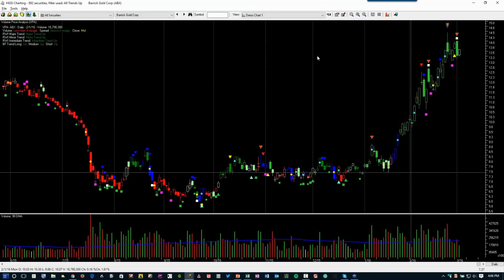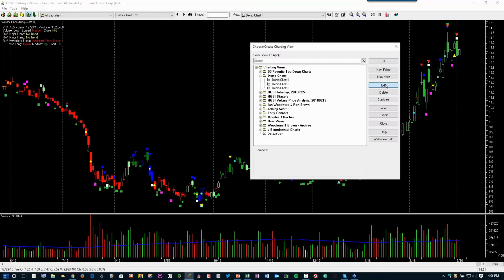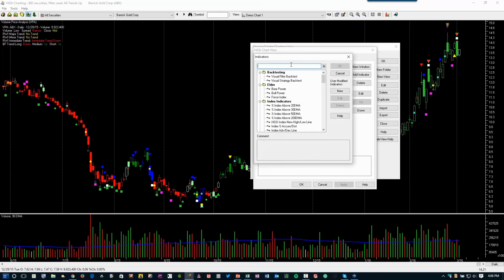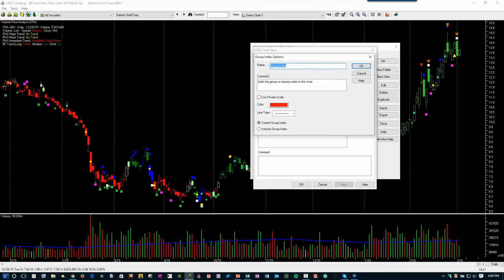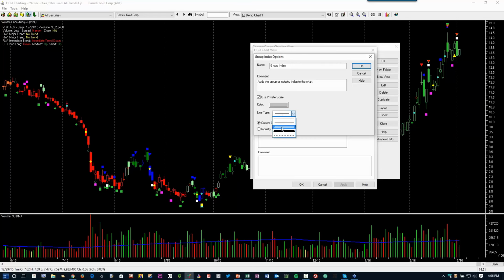Now I'm going to right mouse click and edit demo 1, and I'm going to add an indicator. I'm going to type index in here. I'm sorry, I don't want index, I want group. Lack of sleep again. Okay, so I'm going to put the group in here, and you have to use a private scale on this if you build your own chart. I use the gray color, and I always use the dotted line.